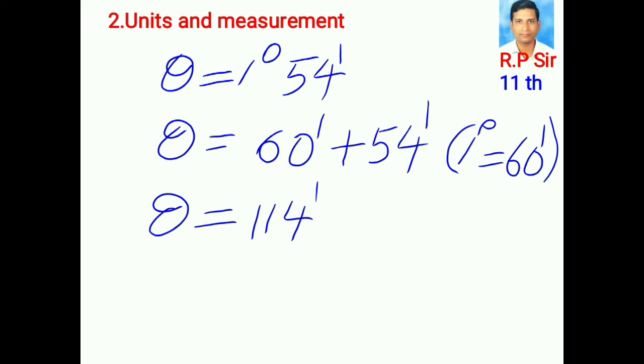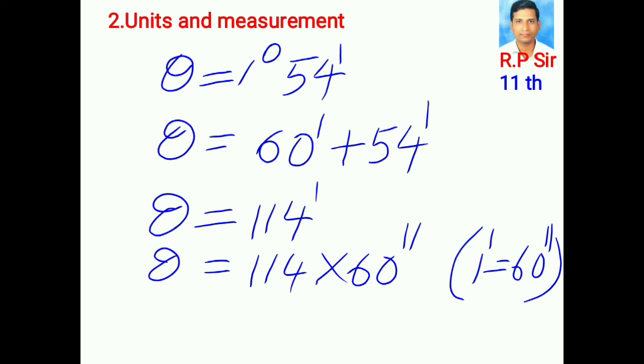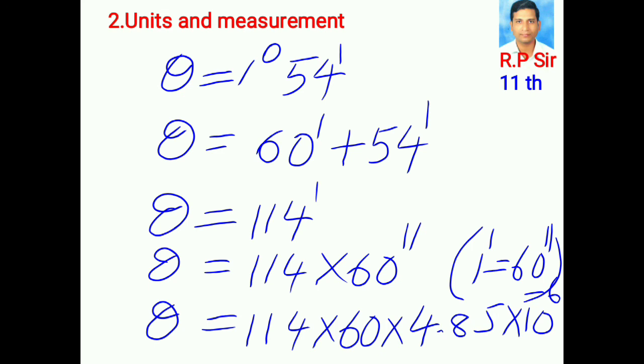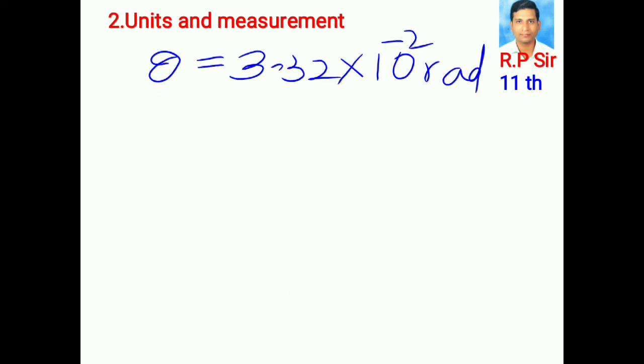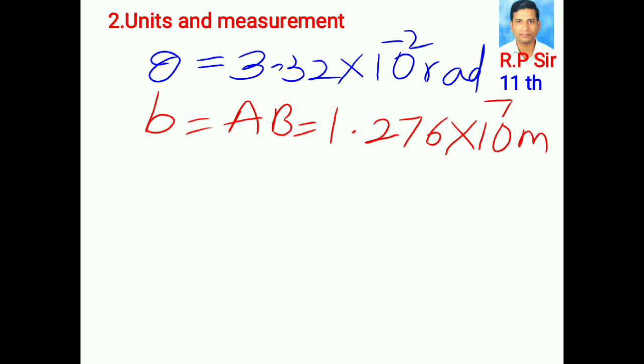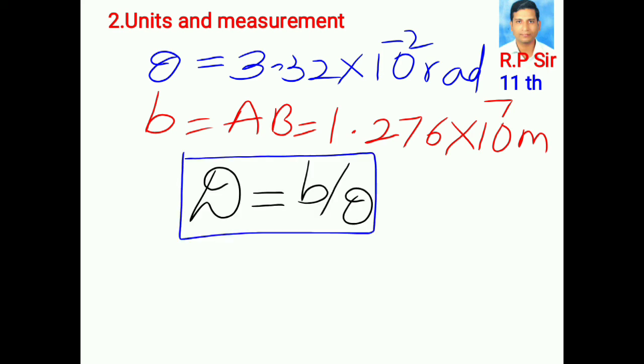When we convert minutes into seconds, we get theta equals 114 into 60 seconds. When we convert seconds into radians, we get theta equals 114 into 60 into 4.85 into 10 power minus 6 radians, since 1 second equals 4.85 into 10 power minus 6 radians. Therefore theta equals 3.32 into 10 power minus 2 radians. As we know, small b, that is basis AB, equals 1.276 into 10 power 7 meters. We know the formula, capital D equals small b by theta.